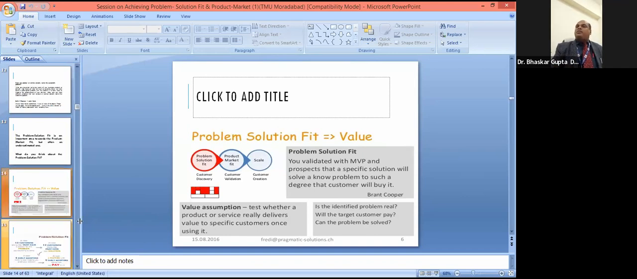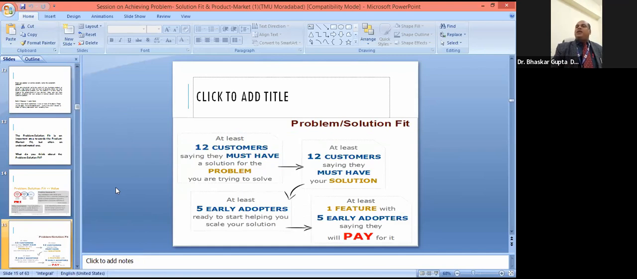If at least 12 customers are saying that they are now ready and going to invest money into your product or into the problem which you are trying to solve, that's good. There must be at least 12 customers who are ready to say that, yes, we must have a solution for this problem. If there are at least 5 early adopters ready to start helping you in scaling up your business, that's very good. It means 5 buyers, 5 investors who are going to invest working capital in your startup based on your innovative idea.